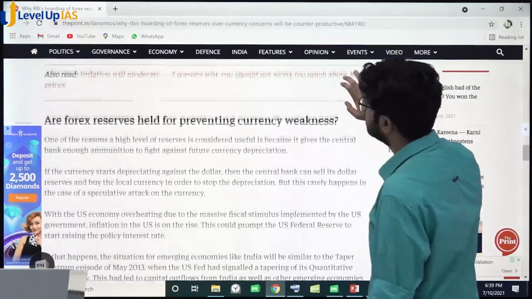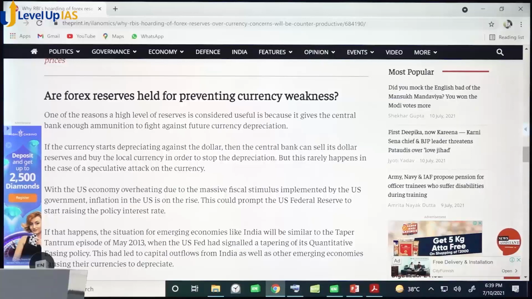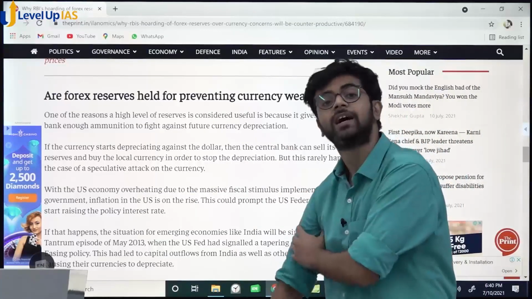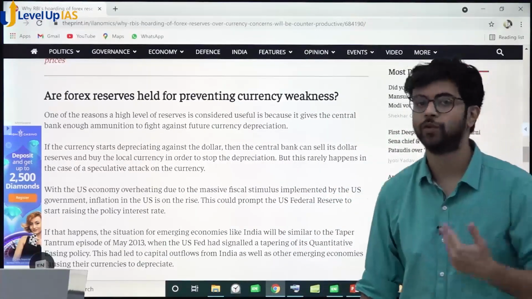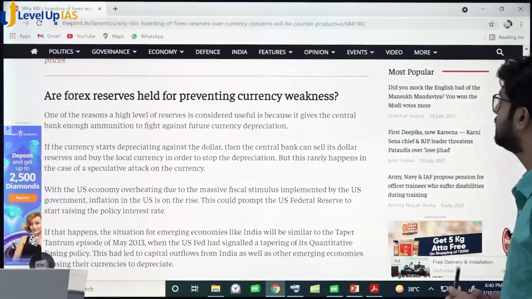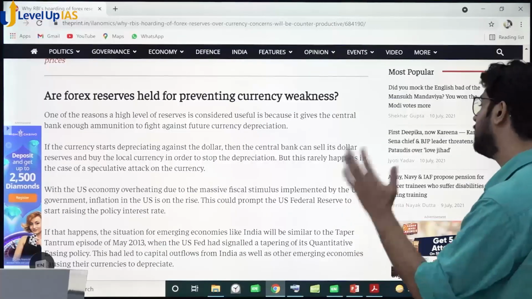Okay? Are forex reserves held for preventing currency weakness? One of the reasons a high level of reserves is considered useful is because it gives the central bank enough ammunition to fight against future currency depreciation. Why currency depreciation happens? We know, because we want to plug the deficits. If the currency starts depreciating against the dollar, then central bank can sell its dollar reserves and buy the local currency in order to stop the depreciation.